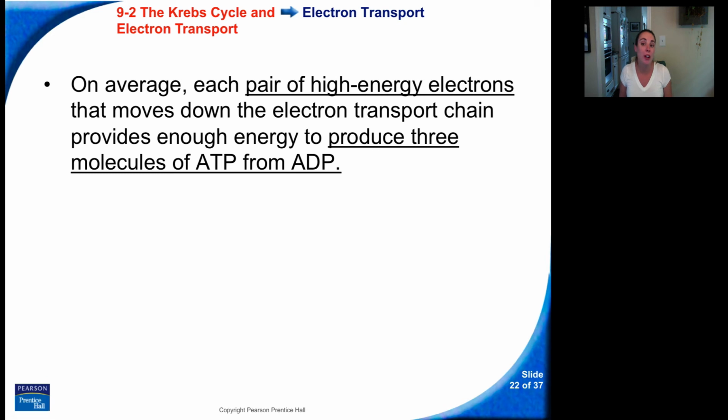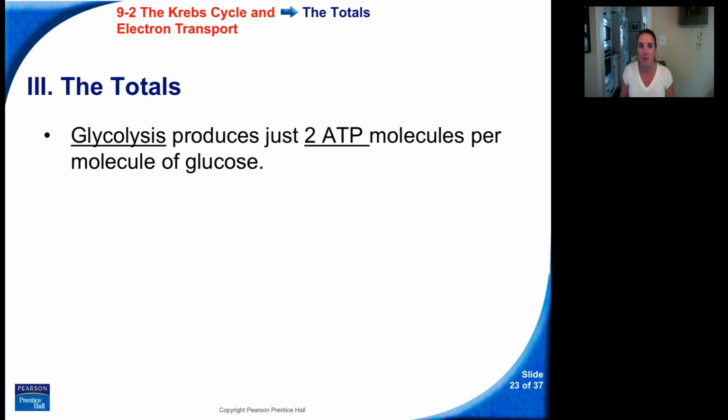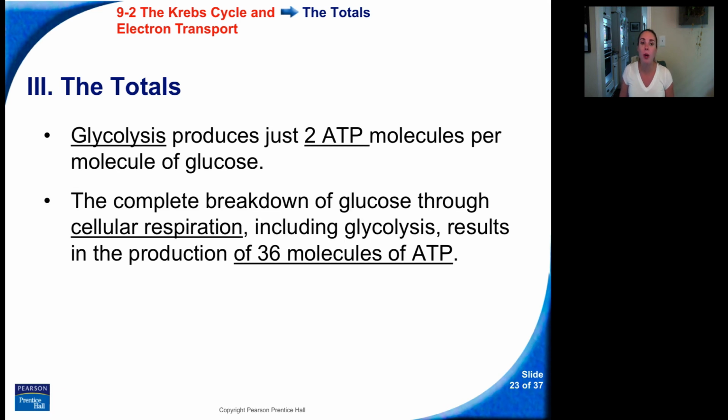On average, each pair of high-energy electrons that moves down the electron transport chain provides enough energy to produce 3 molecules of ATP from ADP. So here's the totals. Glycolysis produces just 2 ATP molecules per molecule of glucose. The complete breakdown of glucose through the entire process of cellular respiration, including glycolysis, results in 36 molecules of ATP. So if you're just going anaerobically through glycolysis, it's only producing 2 ATP molecules per glucose molecule. But if you're going all the way through cellular respiration using oxygen, each glucose molecule can produce 36 molecules of ATP.